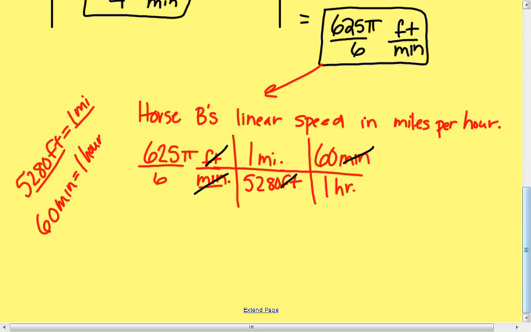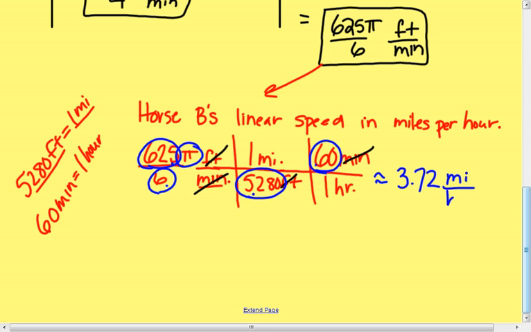And I will stick this into my calculator and I will ignore the pi right now, and then I have to throw the pi back in. So on my calculator, I will take 625 times 60 divided by 6 divided by 5,280, and then throw the pi back in. If I take 625 times pi times 60 divided by 6 divided by 5,280, you should get about 3.72 miles per hour. So that carousel is moving really, really slow, okay?